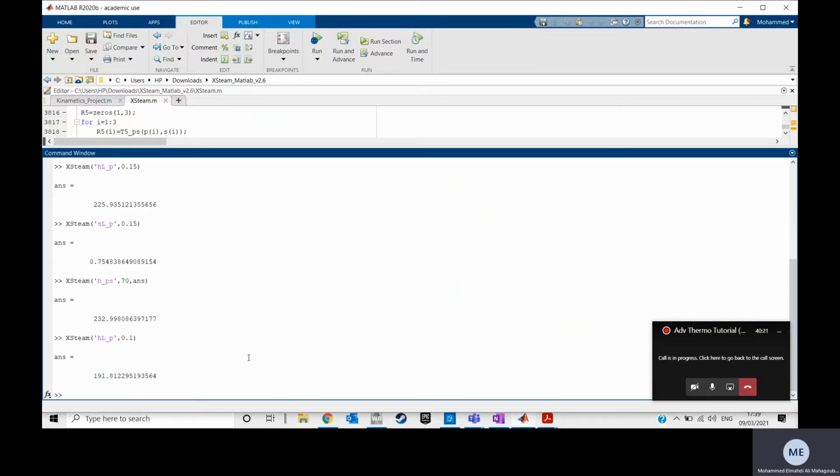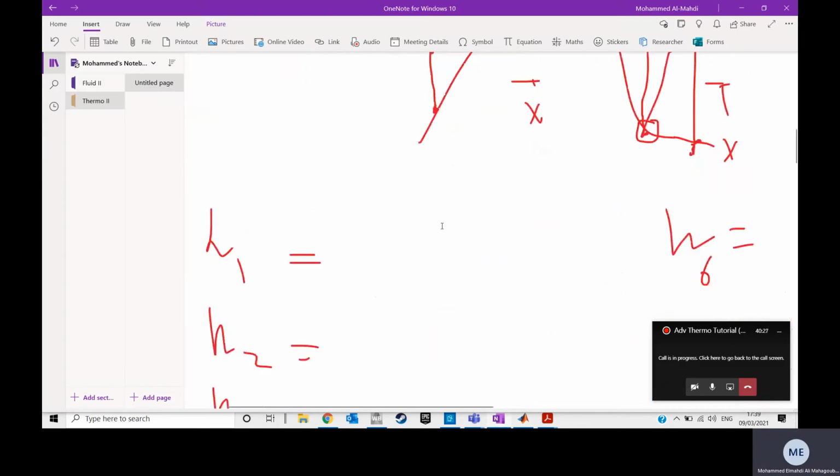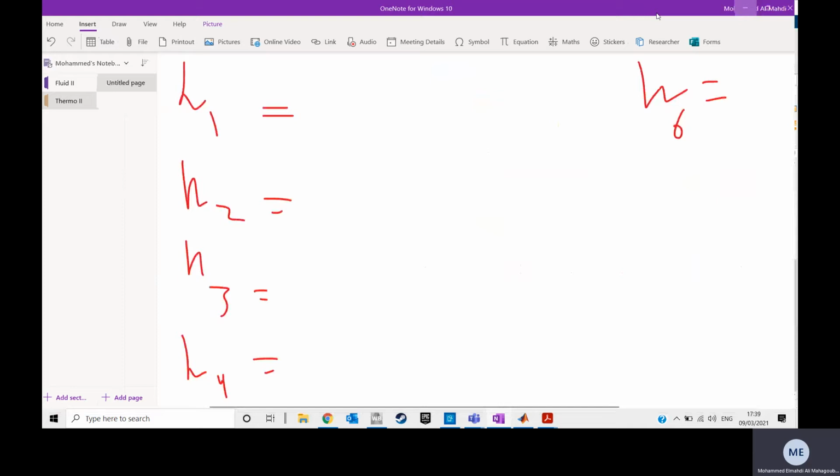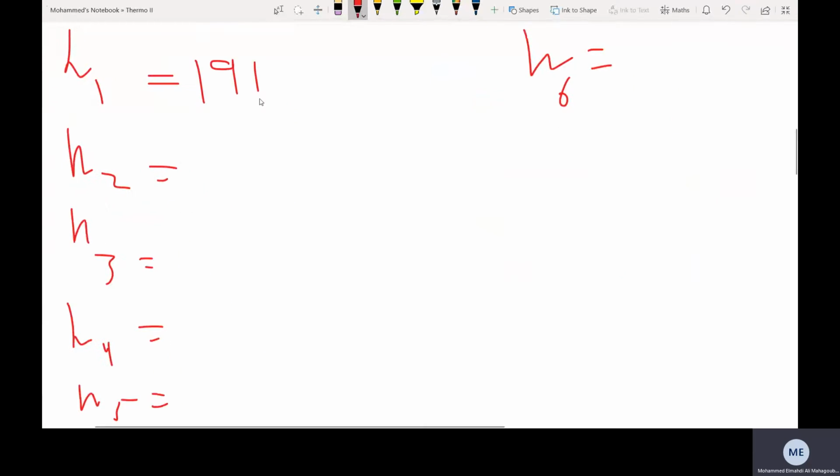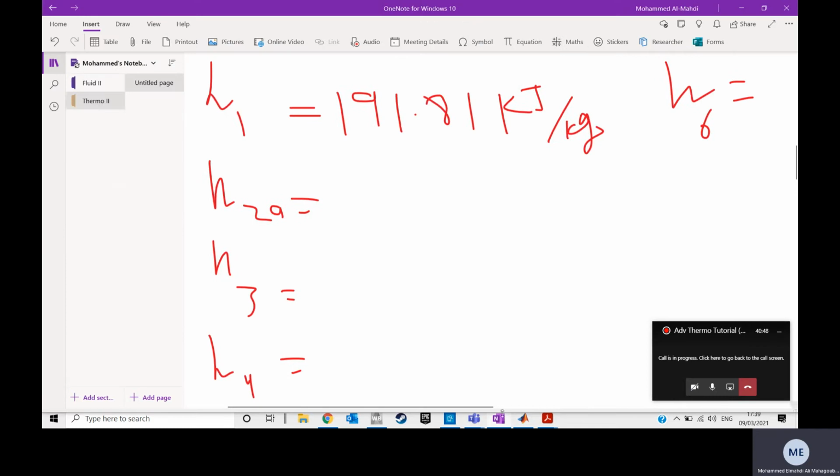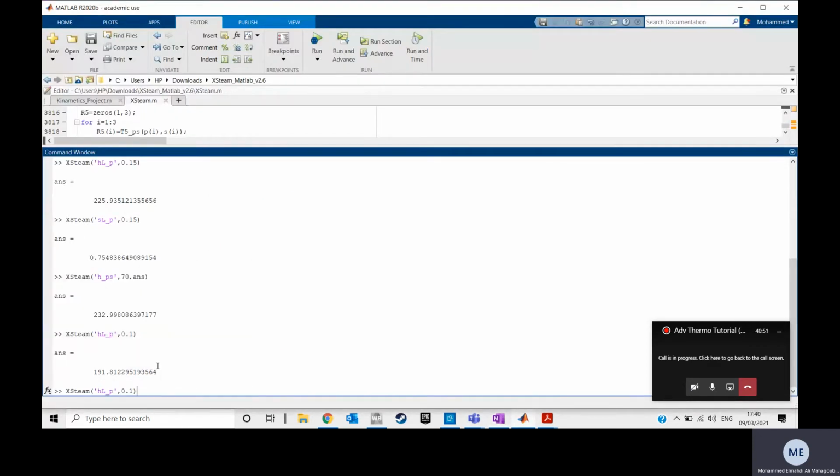So what is the H? The H is 191.81. So the first H here is 191.81 kilojoules per kilogram. And then what is H2? Remember, you always calculate the actual cases. So I will not care about H2S. I want to know the H2A. Okay, so at first calculate the H2S. Okay, H2S is gonna be when you calculate the H, okay, from the pressure and the entropy of point 1. Okay, so you make entropy constant.